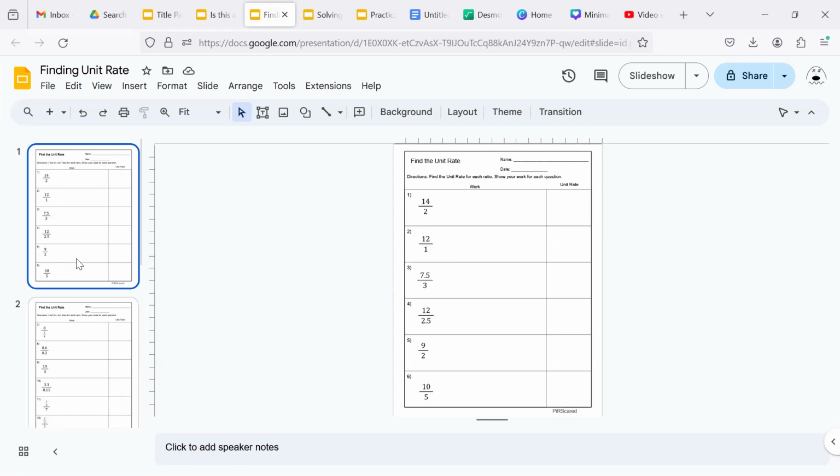But to find unit rate, we are dividing by the denominator on the top and the bottom so that we can get one, or you can have your students set up and find that cross product and solve if they're comfortable with proportions.